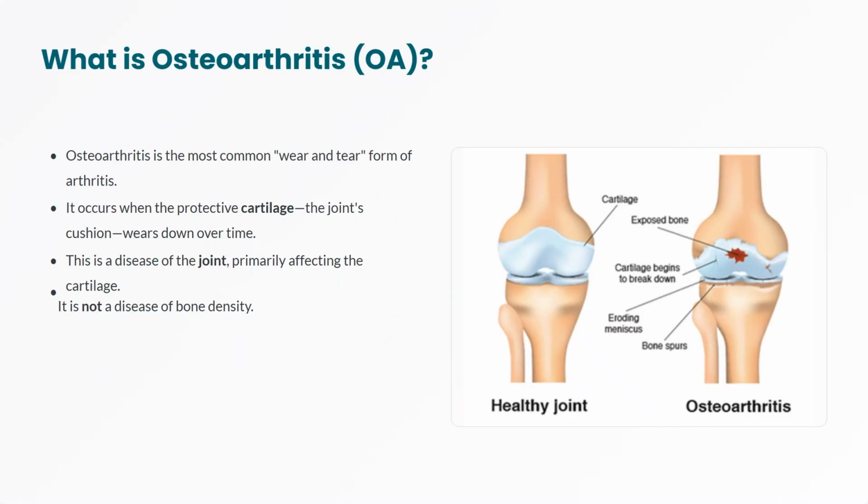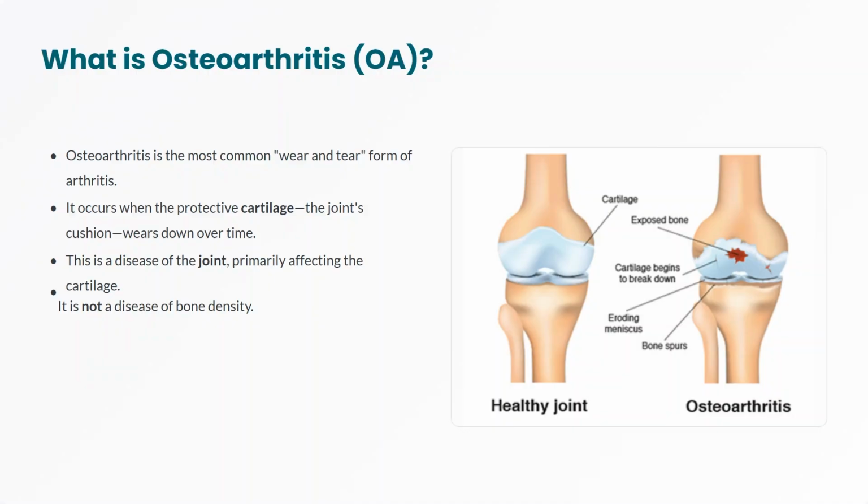Before we go further, I just want to first let you all know what osteoarthritis is. Osteoarthritis is the most common wear and tear form of arthritis. It occurs when the protective cartilage, the joint's cushion, wears down over time. This is a disease of the joint primarily affecting the cartilage. It's not a disease of bone density.